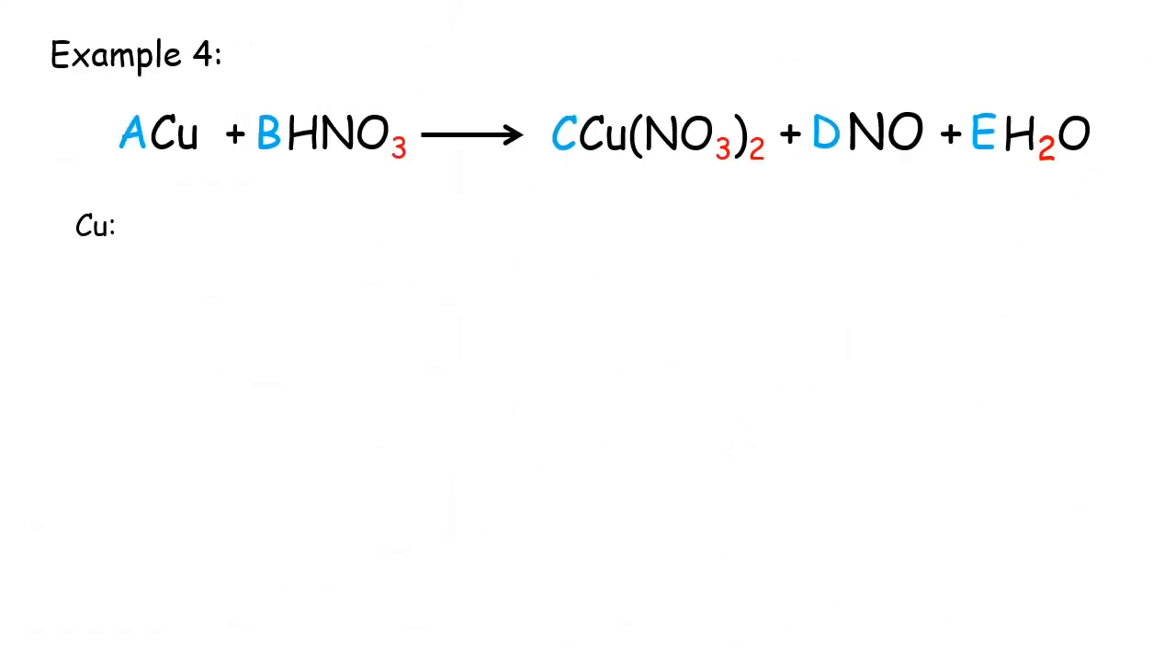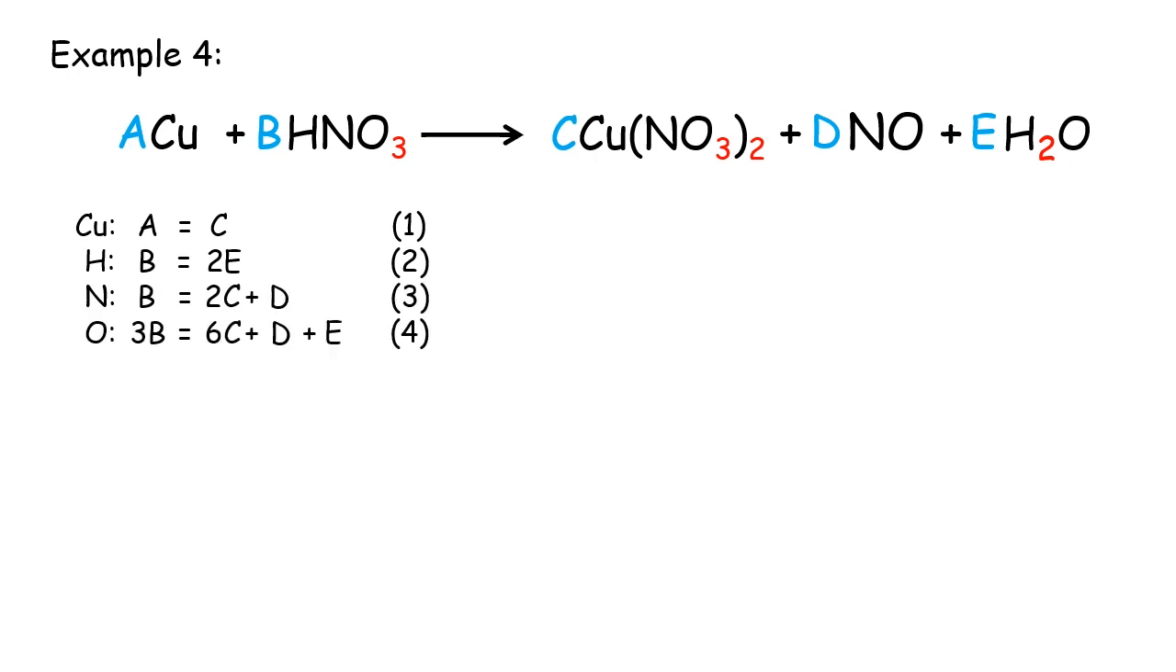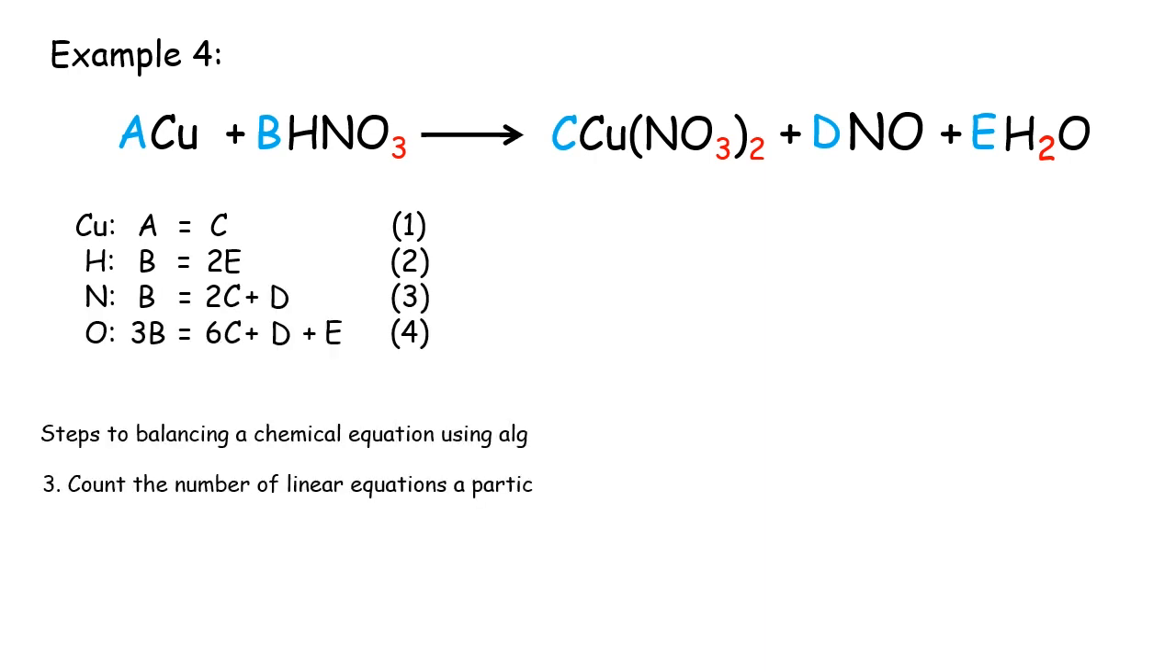Before we start the elimination process, it is very helpful if we first count the number of linear equations a particular variable is in. For A, it is only in one linear equation, equation 1. For variable B, it can be found in equation 2, 3, and 4, for a count of 3. For variable C, it can be found in equation 1, 3, and 4, also for a count of 3. For variable D, it can be found in equation 3 and 4, for a count of 2. And lastly, for variable E, it can be found in equation 2 and 4 for a count of 2.